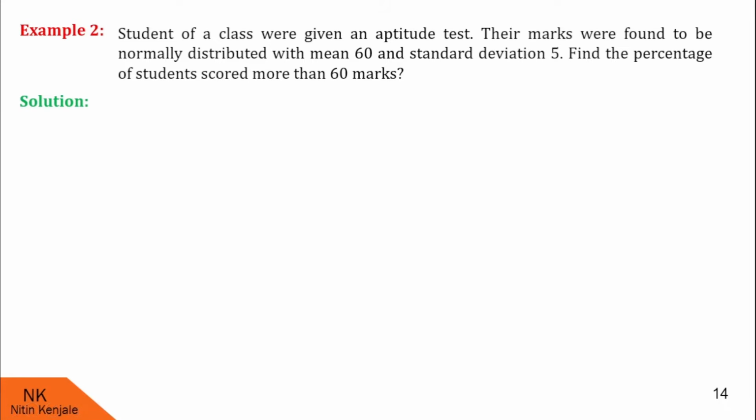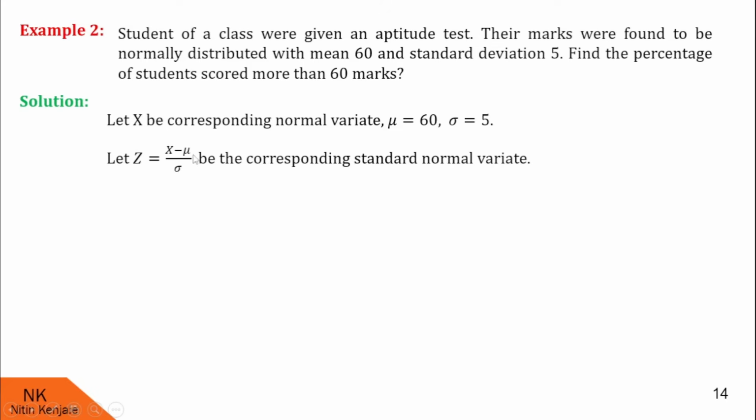Let us proceed for solution. Let x be the corresponding normal variate with mean 60, mu is 60, and standard deviation sigma 5. Let z is equal to x minus mu upon sigma be the corresponding standard normal variate. Then when x is equal to 60, z can be calculated as 60 minus 60 upon 5. Here I am substituting x is equal to 60, mu is given 60. So we have 60 minus 60 in the numerator, which is 0, 0 upon 5 is 0. So when x is 60, z is 0.